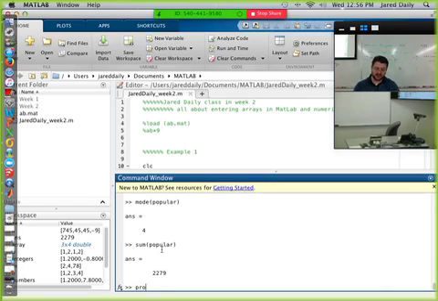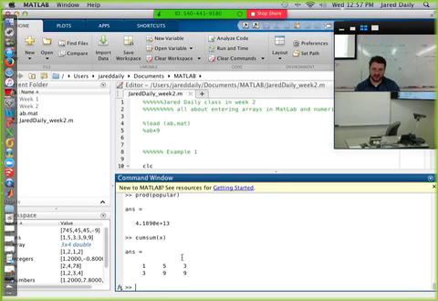I can do prod of popular. It'll take the product of all those numbers, right? And then there's one called cumulative sum, and this one I'm not sure about. Let's take a look at the cumulative sum of one of our earlier arrays, x, that's a little simpler. And then let's look at x and see what it does here.